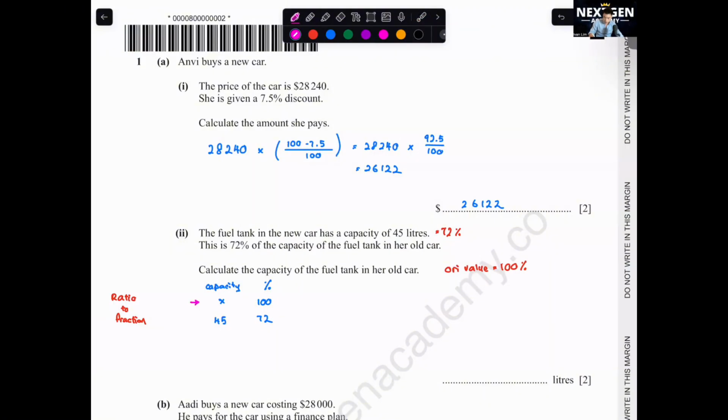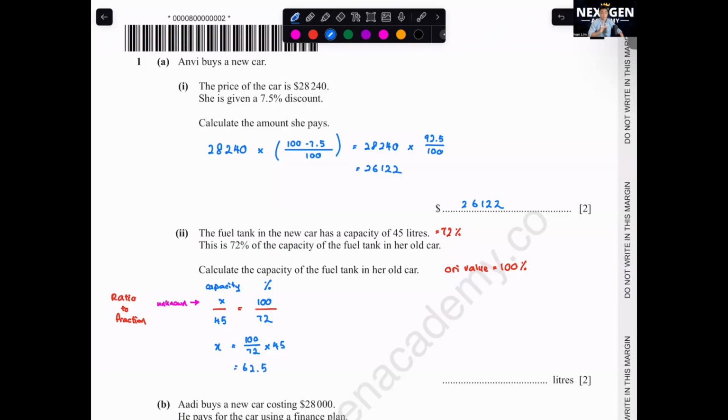Normally we put what we want to solve at the top left. The unknown, you all put it at the top left, so it's easy for you to calculate it. From here, you can change it to a fraction. Then you go and do your calculation based on this. So X will be equal to 100 over 72 times 45, which you'll get 62.5.